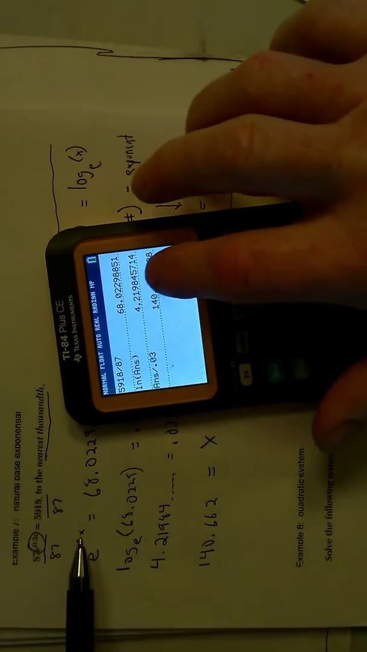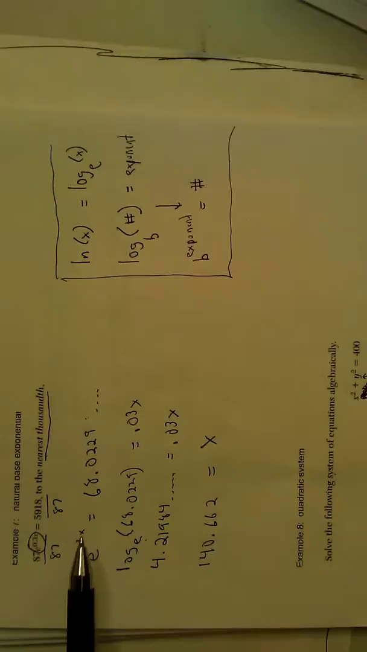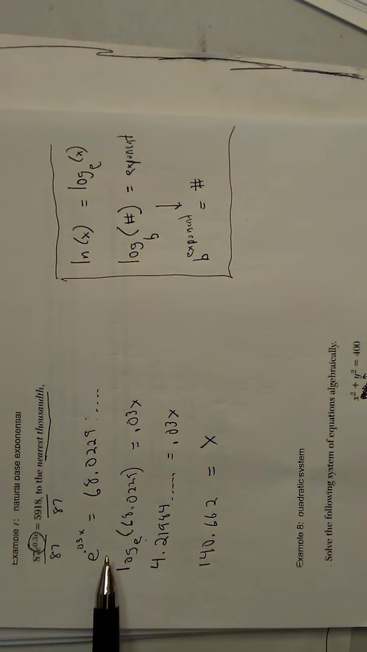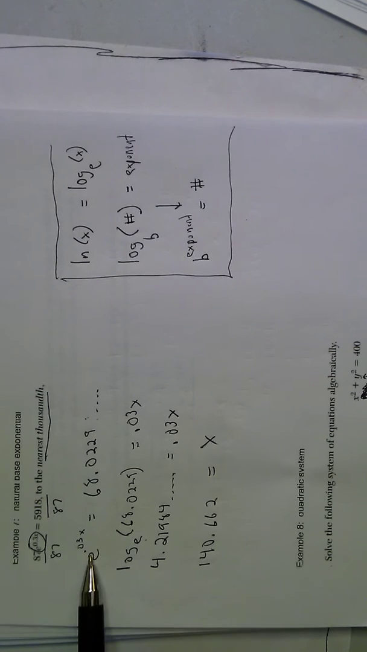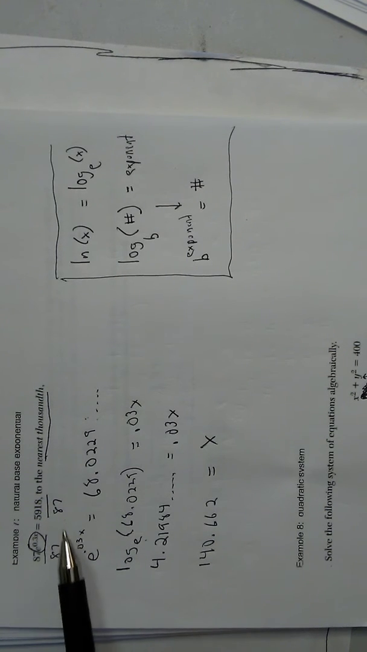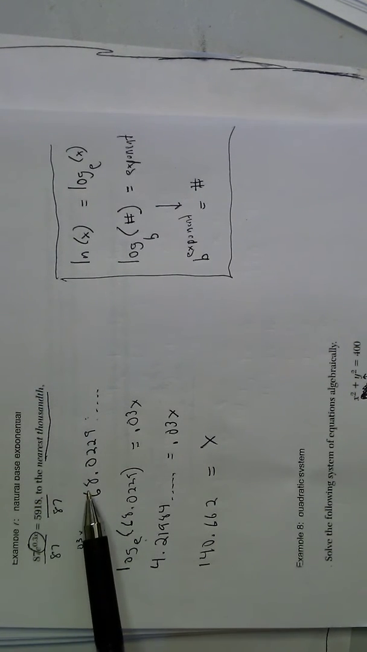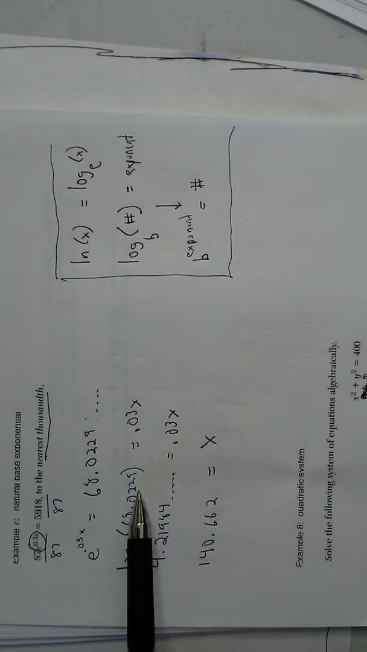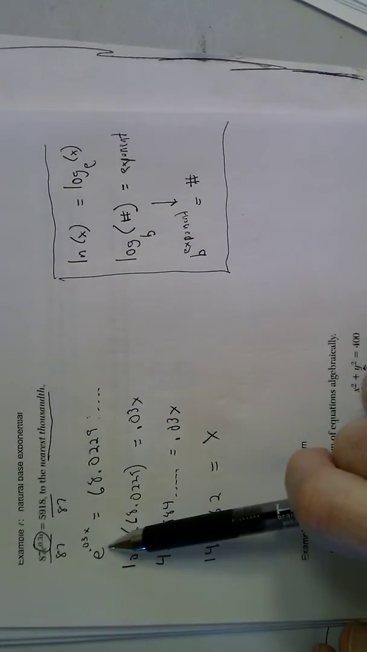And once you have the base raised to an exponent equals a number, you want to convert this to a log equation. So when you do a log, the first thing you do is look at the base. This one is a base e. Now e is the natural base, so you're going to use the natural log. The log base e is called natural log. It's used so much it has its own abbreviation, and there's a key on the calculator specifically for this.